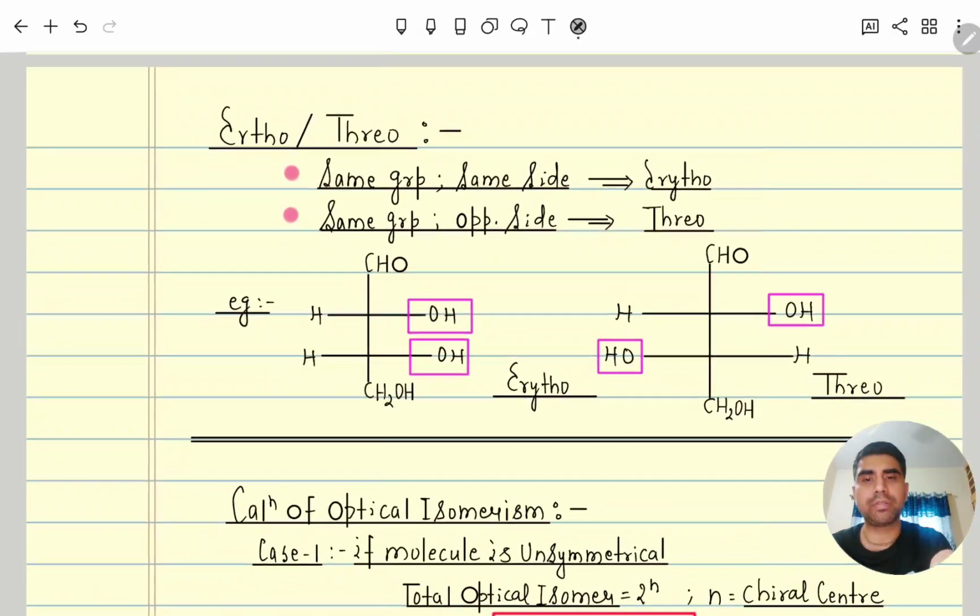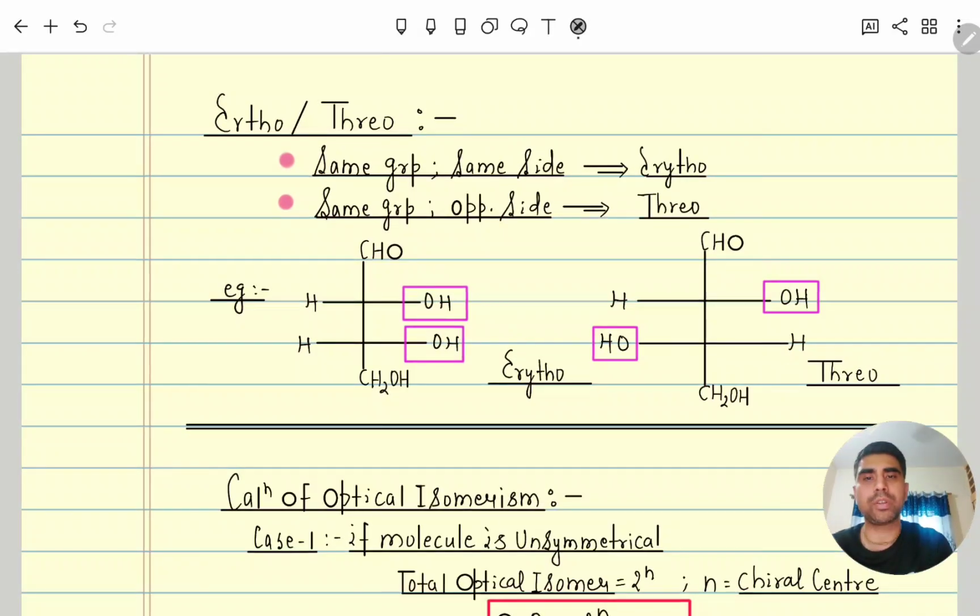Next, naming for the Fischer projection, erythro or threo. So what are erythro and threo? If the same groups are on the same side, then it is erythro. If on opposite sides, then it will be threo. So this one is erythro, whereas this is threo.